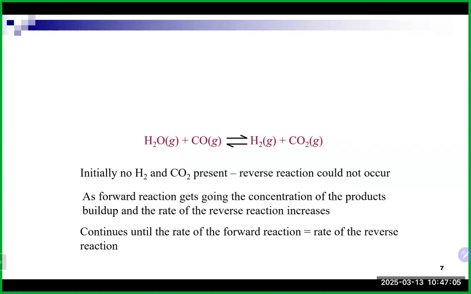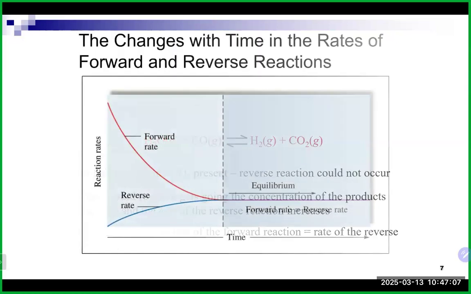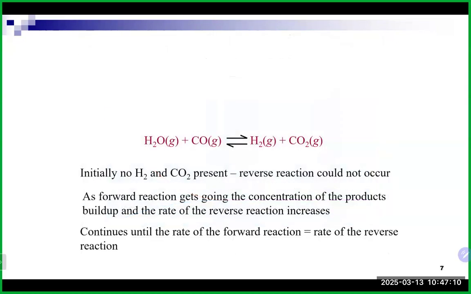Now, as I said before, if we look at this reaction here, we've got our H2O plus our CO and our H2 and CO2. Initially, all we have are these guys present. So we should start to see a decrease in these guys because the only option is our forward direction in this case. At this point, we should start to see an increase happening in these guys.